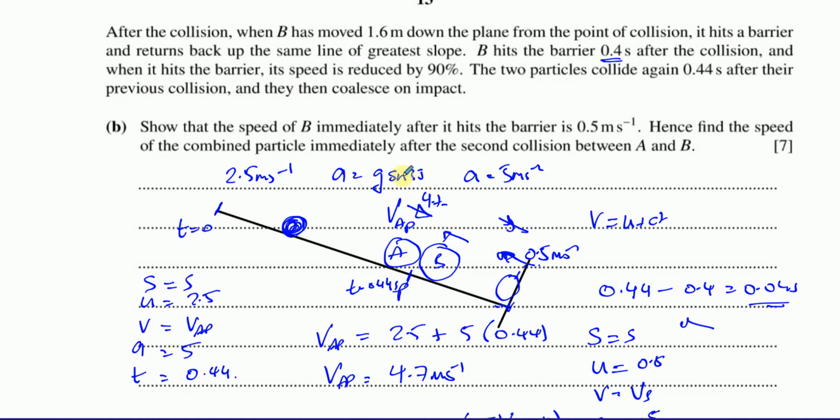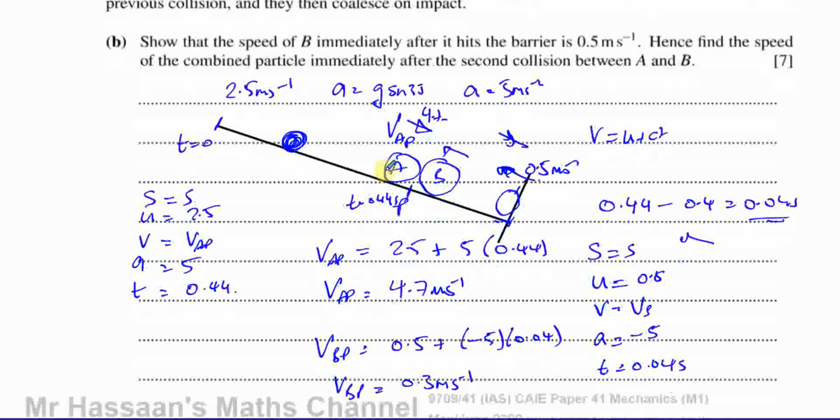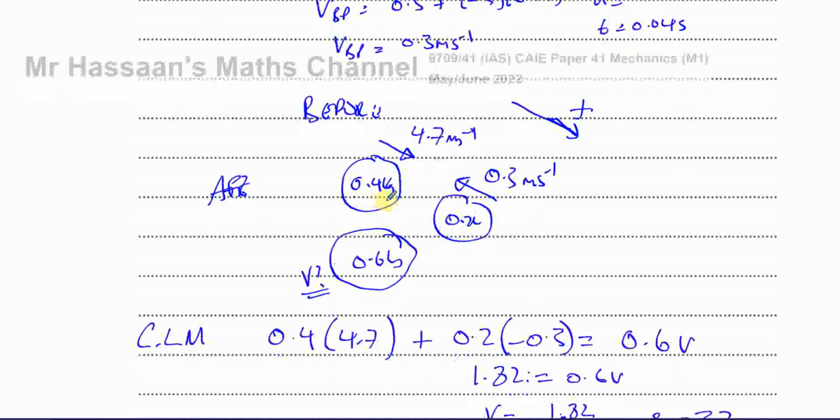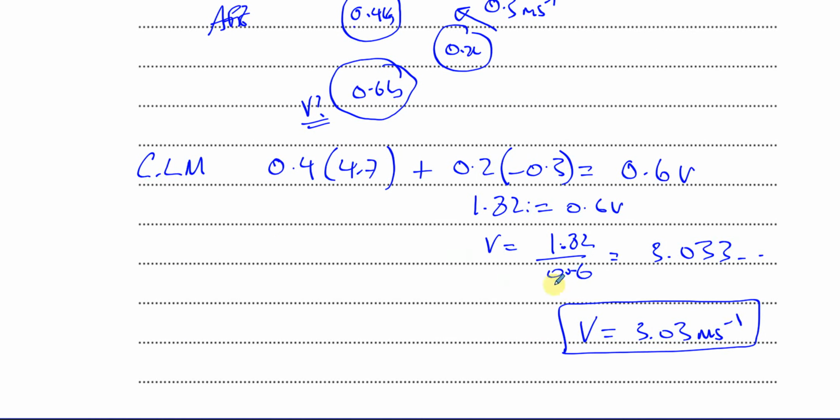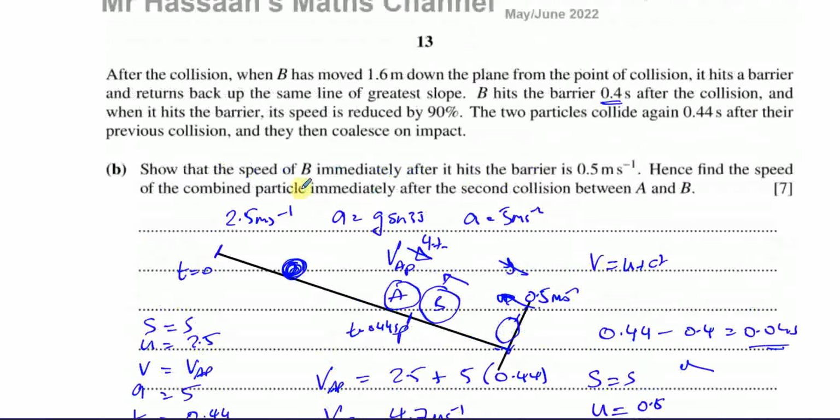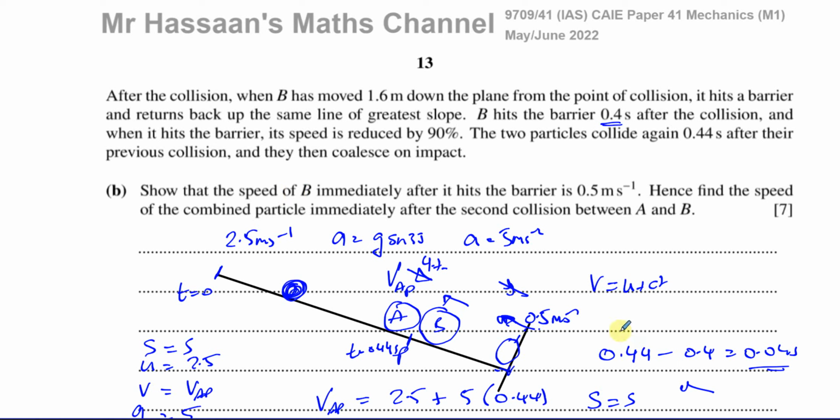Okay, so that's 7 marks, part B alone. It's a lot of work involved there, but we got there in the end with the correct answer. And that completes this question, Number 7 from the May-June 2022 mechanics paper 4, variant 1.